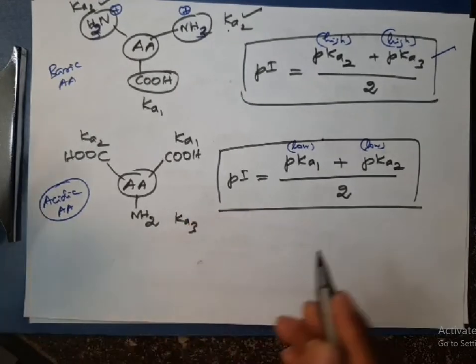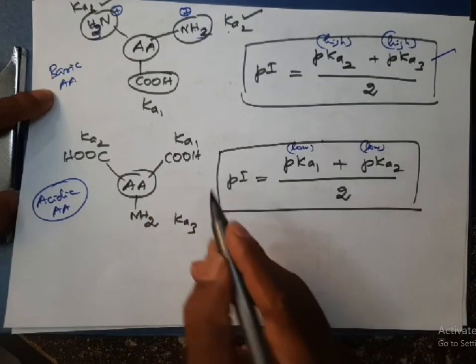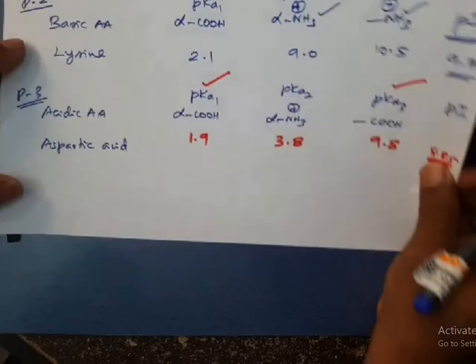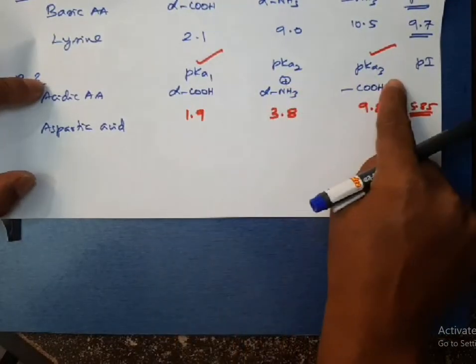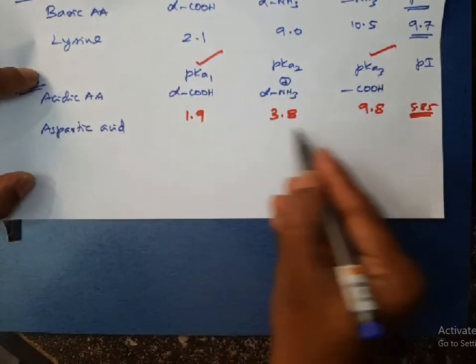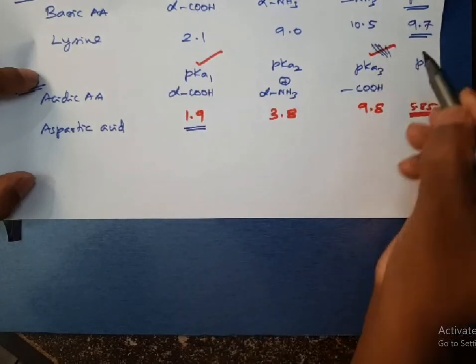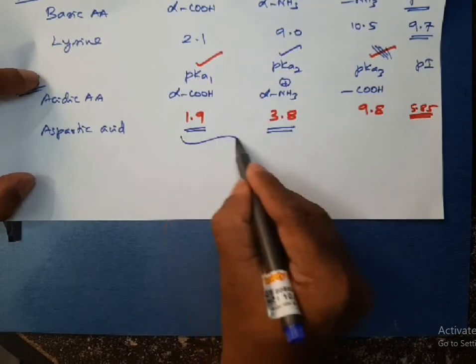So what's the meaning of that? See, in the case of aspartic acid, that's where I made a mistake. The pKa values are given, right? For an acidic amino acid, you should take the lower pKa values. So this is a lower pKa value. Not this one, I'm sorry. This is another lower pKa value. Take the lower pKa values and take the average.